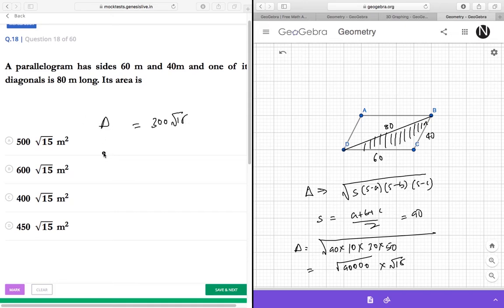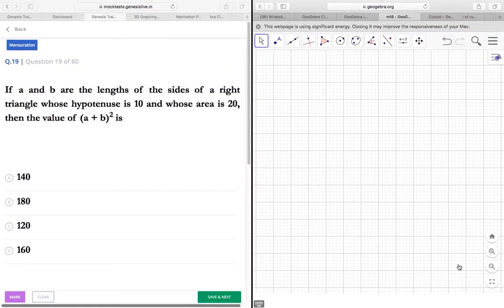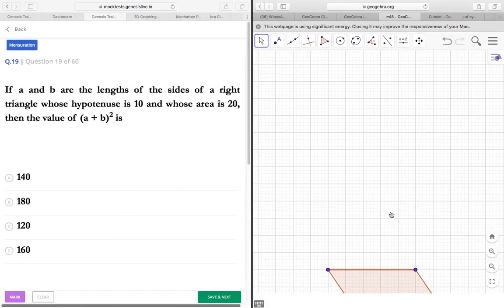I want that of the parallelogram. So it is 2 times this, 600 root 15. Hope this is clear. Option B. Next one.